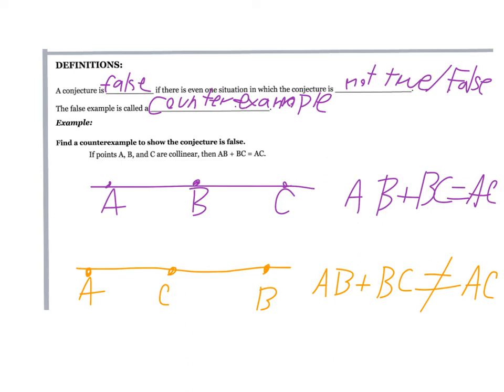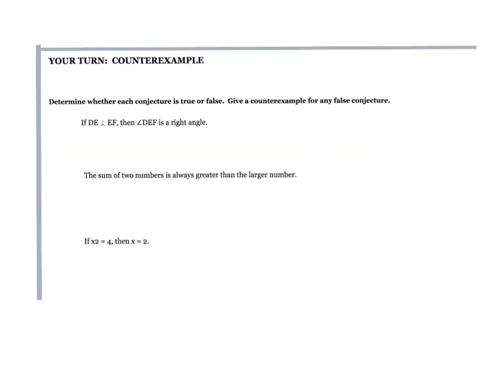Now it's your turn. Determine whether each conjecture is true or false. Give a counterexample for any false conjectures. So number 1, if DE is perpendicular to EF, then angle DEF is a right angle. So if we have a situation where DE is perpendicular to EF, then DEF is a right angle. Well, that must be true. There is no counterexample. There's no way to set this up that we wouldn't have that occurring.